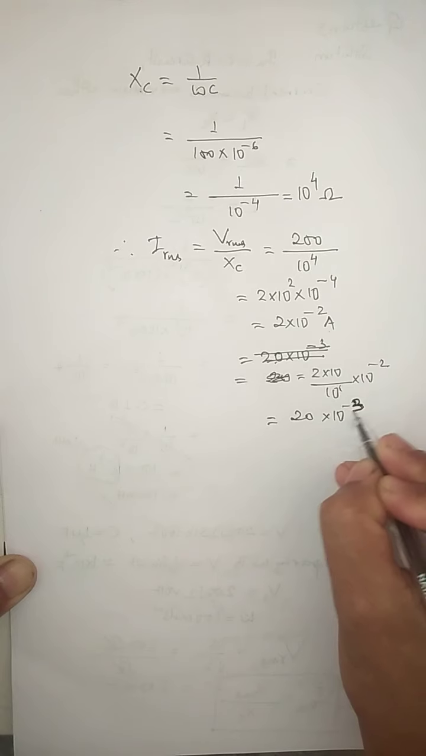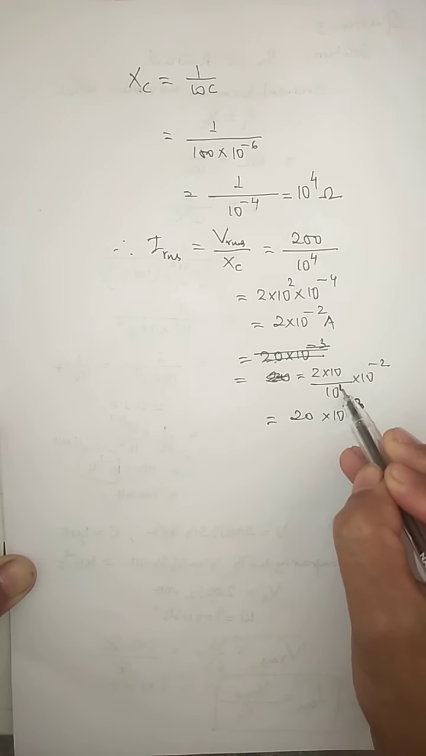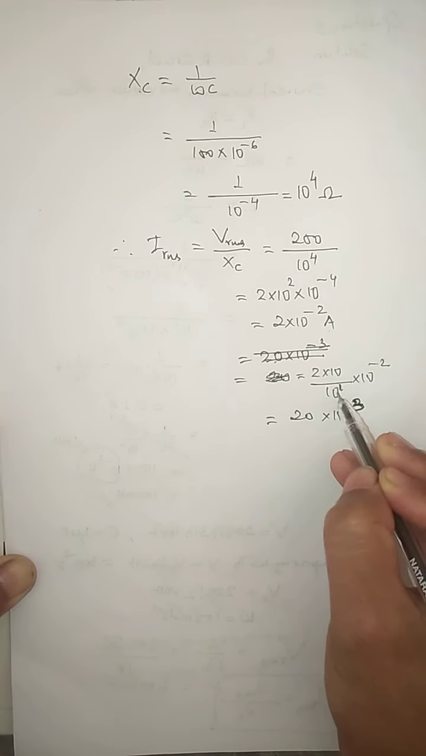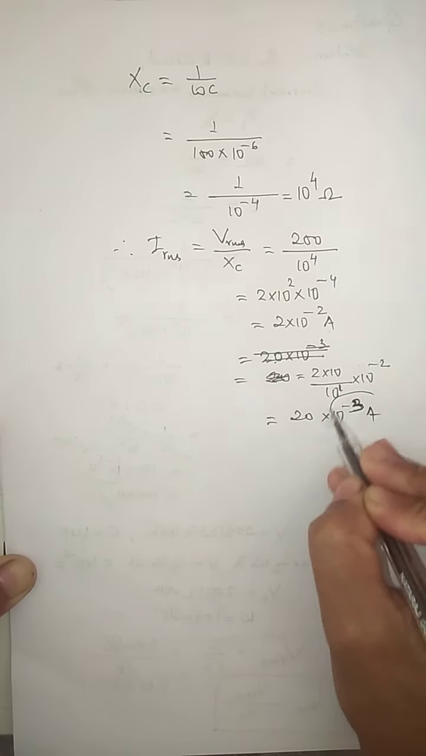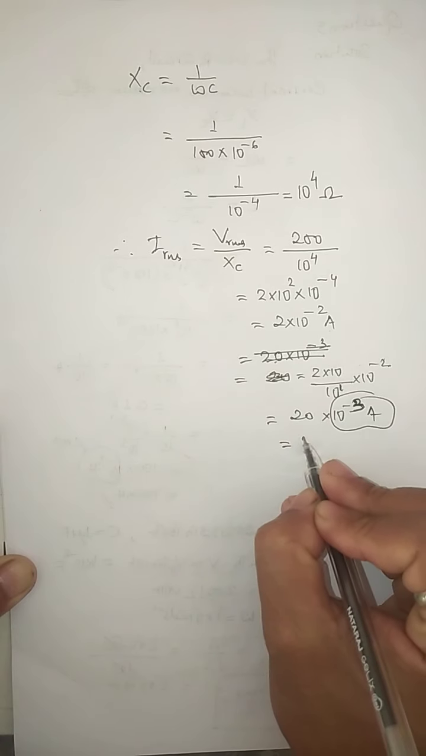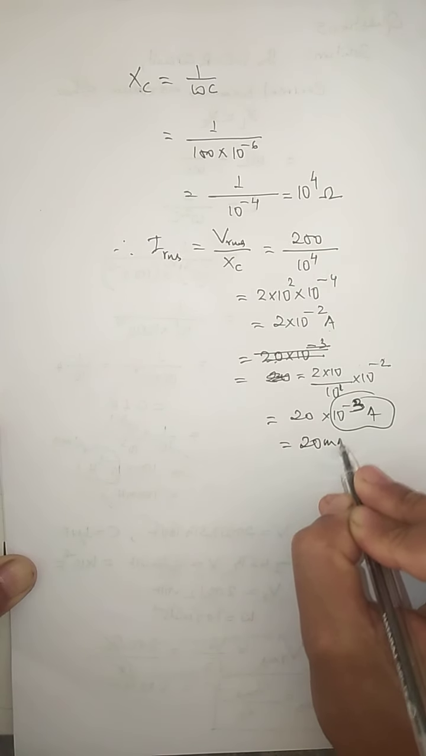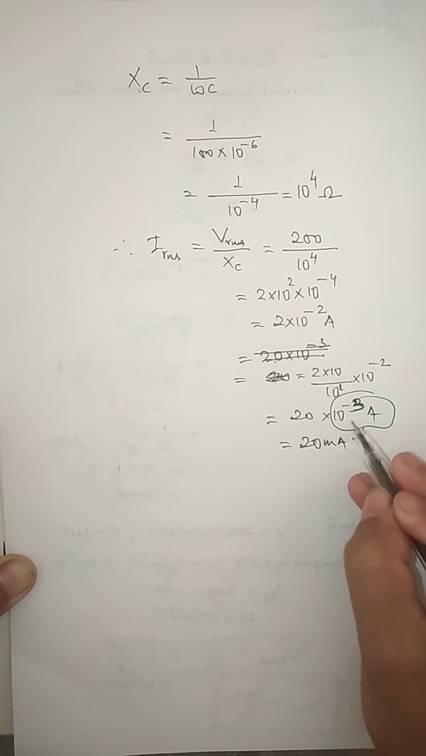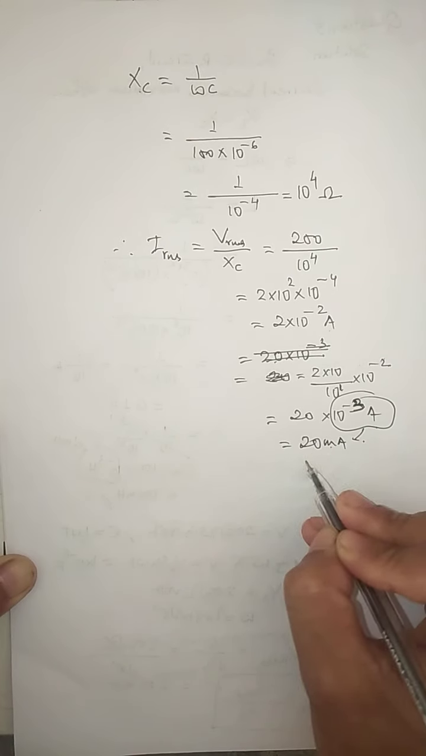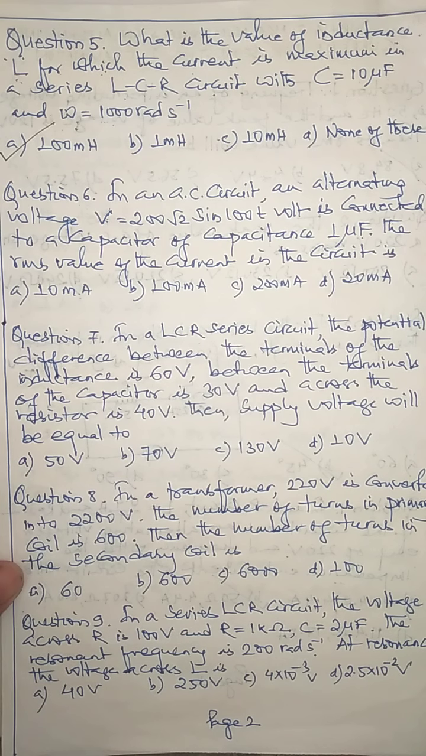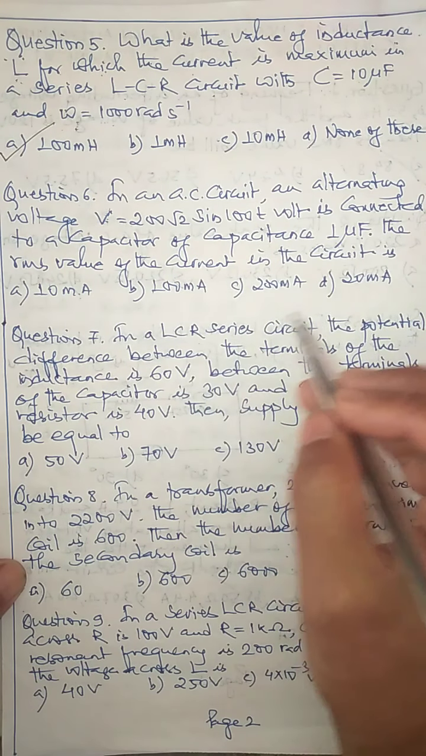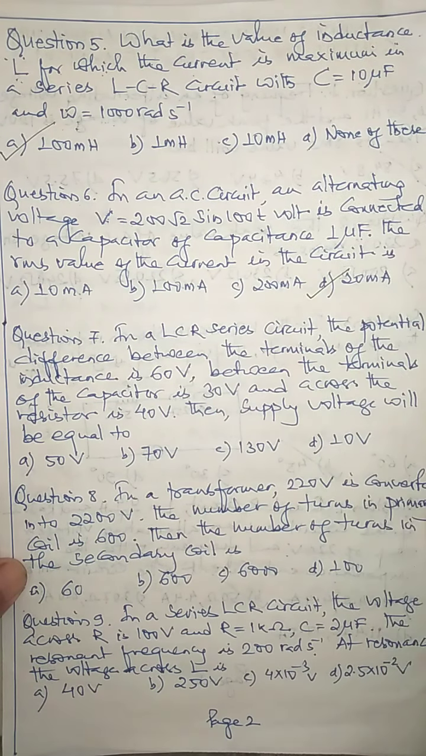So minus 1 minus 2 is minus 3. That means 10 to the power minus 3 ampere means milliampere. So it is 20 milliampere. So the correct option is 20 milliampere. Children, which is the correct option? Option number D, 20 milliampere.